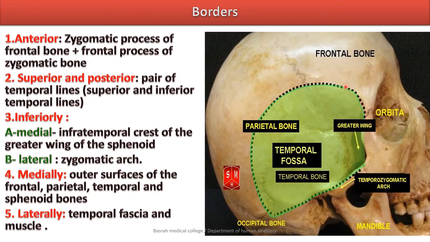Then the superior boundary is formed by superior and inferior temporal lines. Posteriorly also superior and inferior temporal lines.